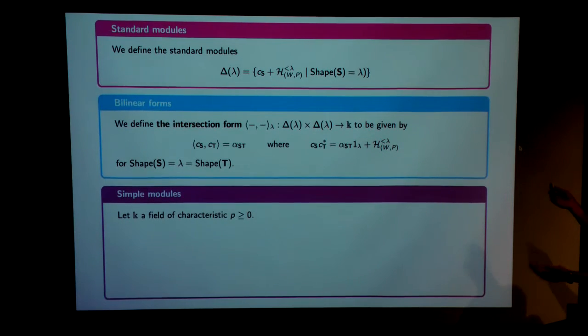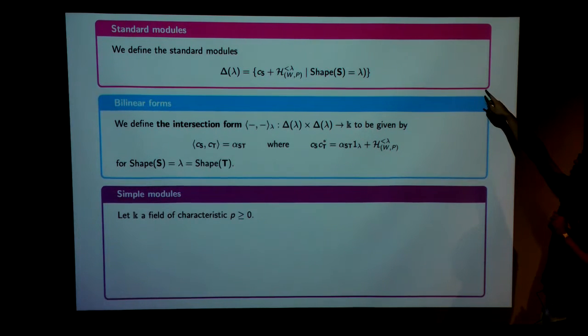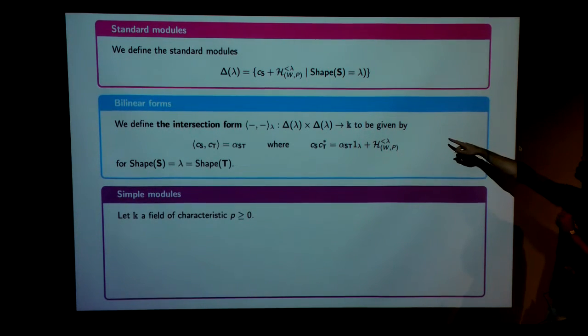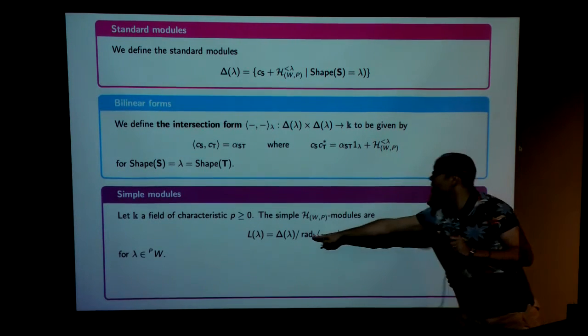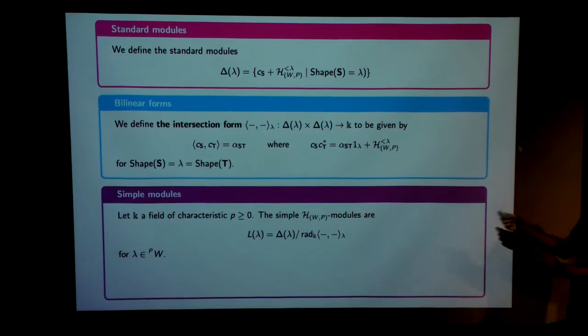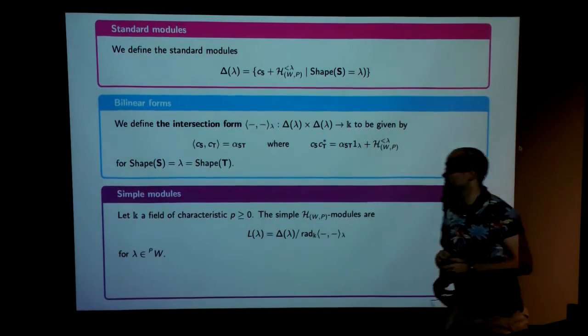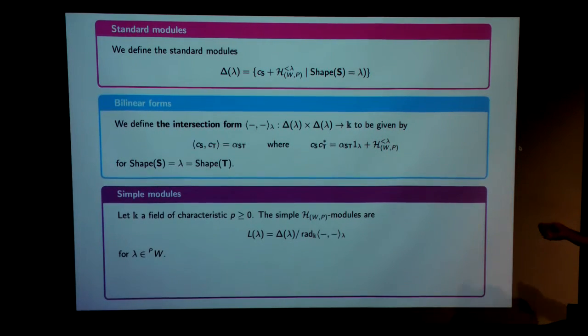Okay, so now let's take a field. I told you that we have cell modules, standard modules, Specht modules, and then they have forms on them, bilinear forms. Why do we care about these forms? Because if we take the radical of this bilinear form and quotient out by it, we get the simple one. So these Specht modules give us a way of getting a handle on simple modules. And that's what cellularity is all about.